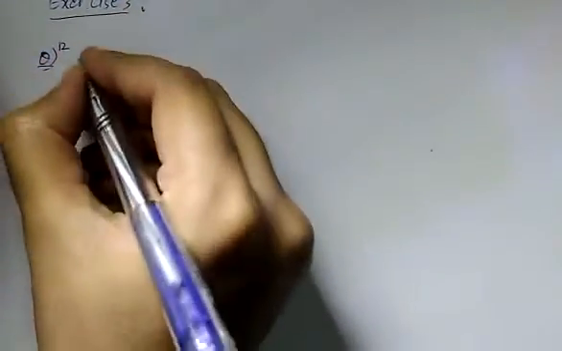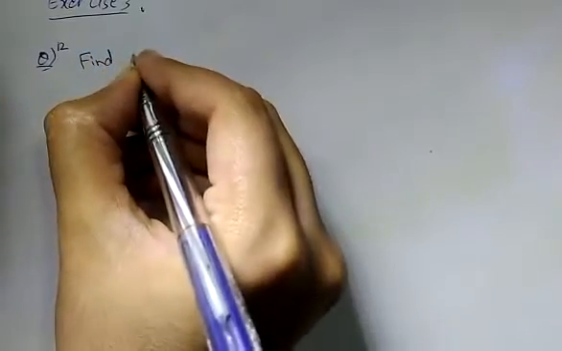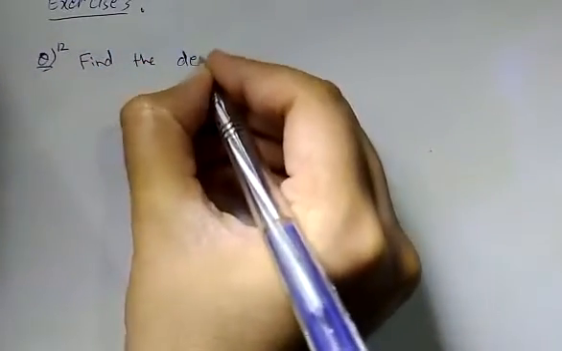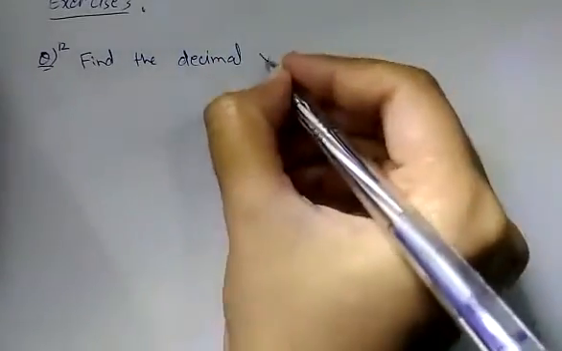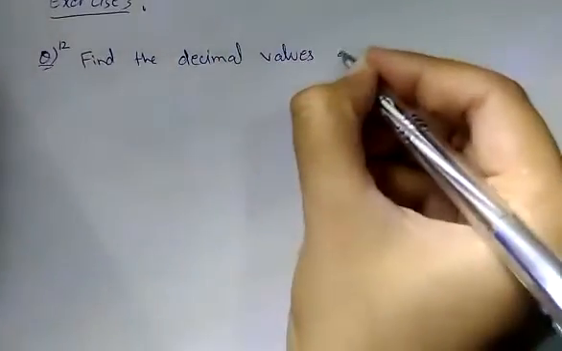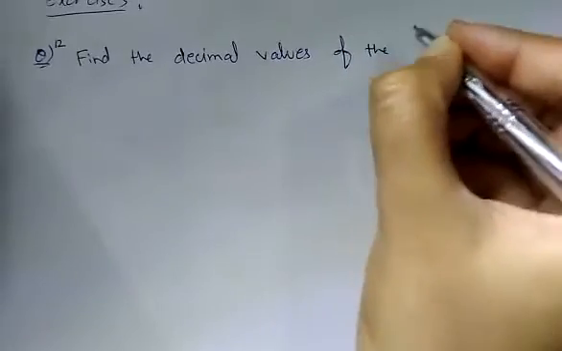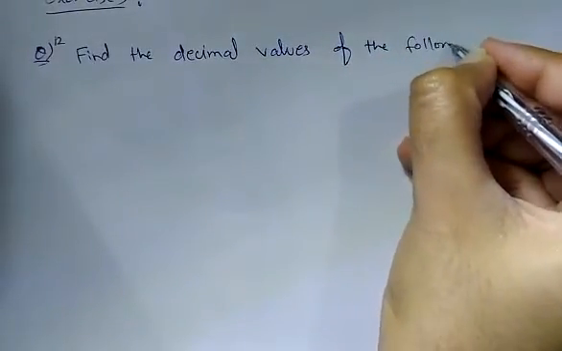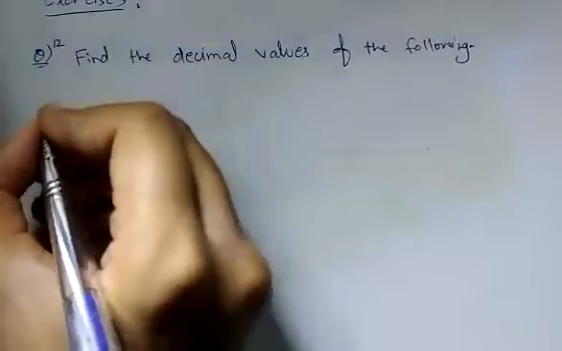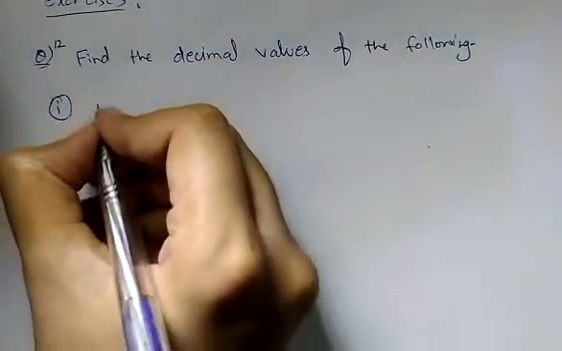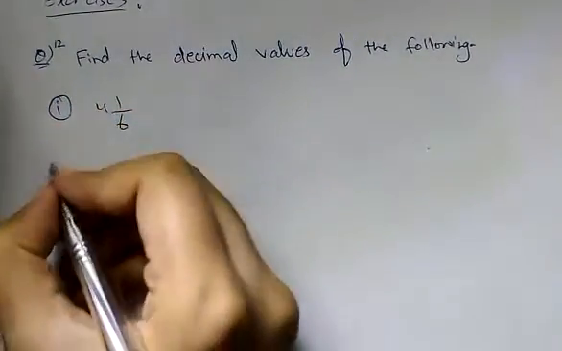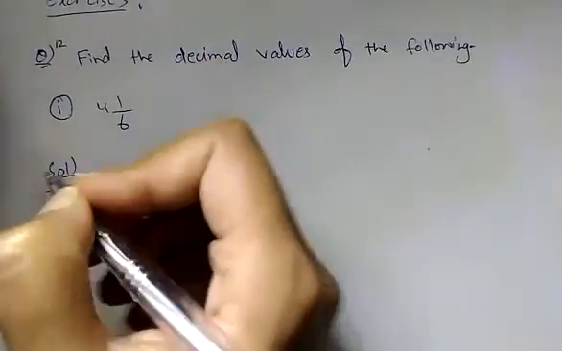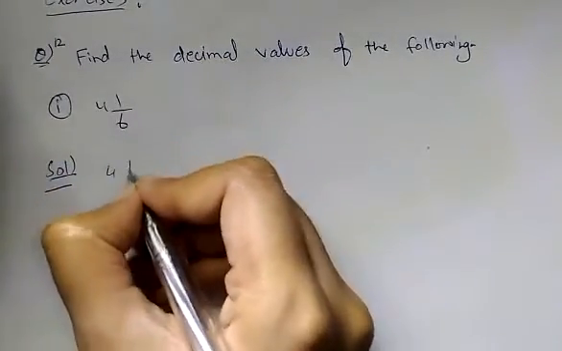Exercise 3, and question number is 12. Find the decimal values of the following. Part number 1 is 4 into 1 by 6. Now we have to solve it. 4 into 1 by 6.